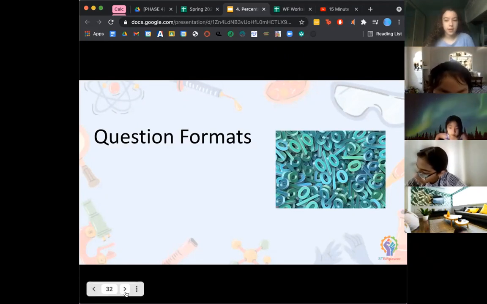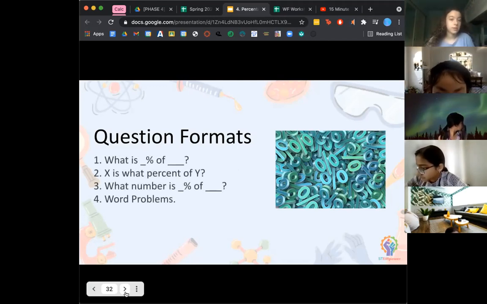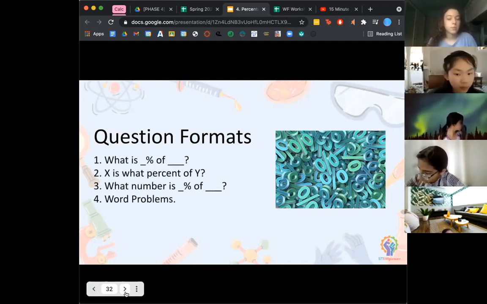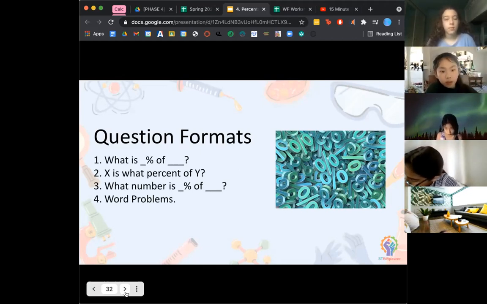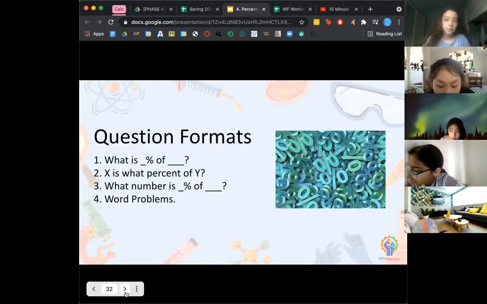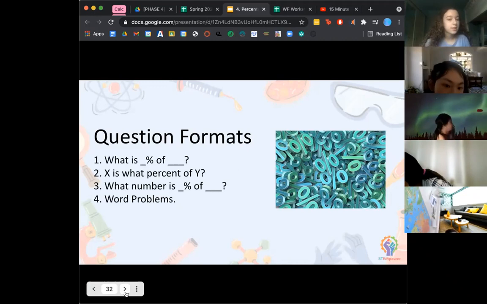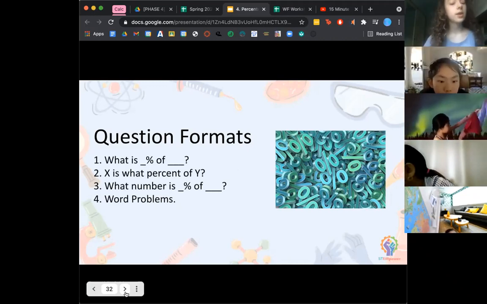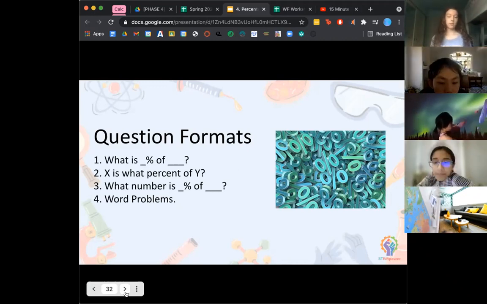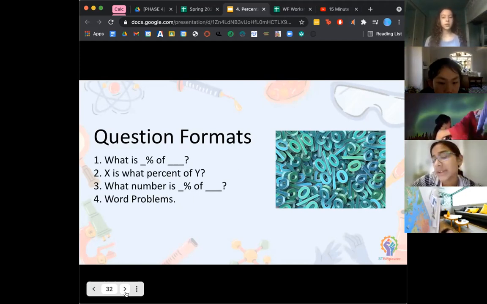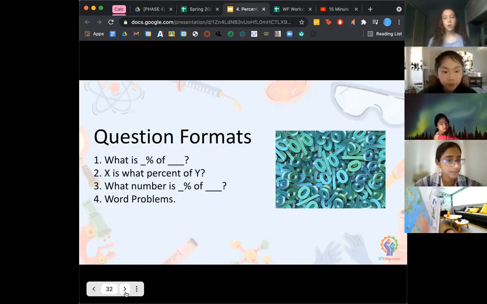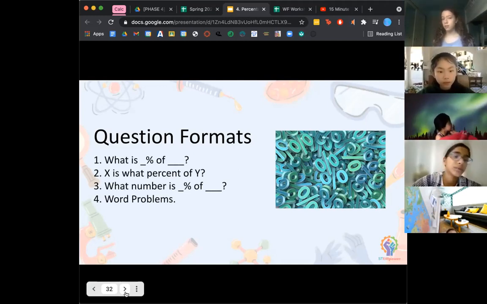So your question formats. In the first activity, we really only used one type of percentage. In this one, there are a lot of different types of formats. So, for example, what is something percent of something? I'm sure you guys can figure that one out because we were doing it in the first activity. And then X is what percent of Y? That's a little harder to answer, but we will get there. What number is blank percent of blank? And then word problems. So has anyone seen these types of questions before or solved these types of questions before?